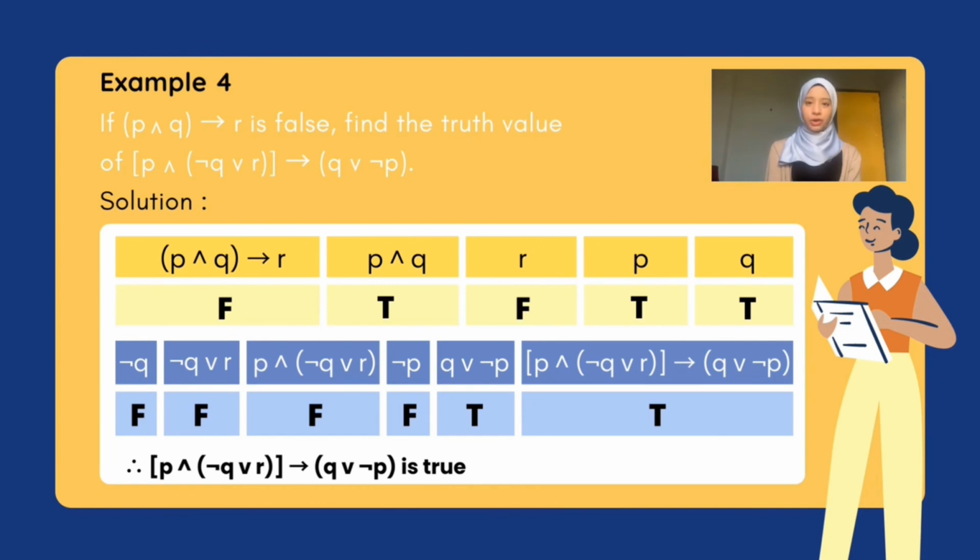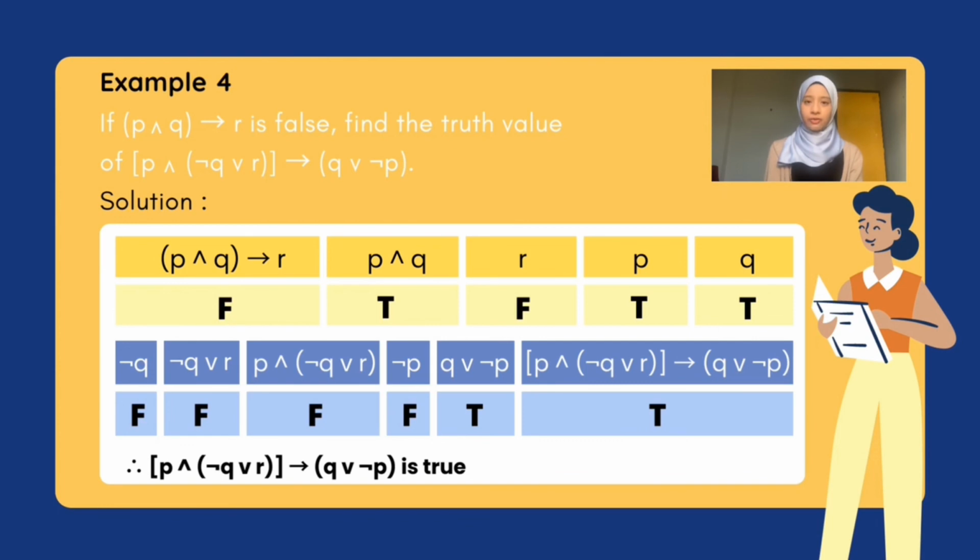Okay, next example, example 4. If P and Q implies R is false, find the truth value of P and not Q or R implies Q or not P. The solution: P and Q implies R is false. So from that we know that P and Q is true while R is false. From P and Q, we know that both the truth values for P and Q are true.